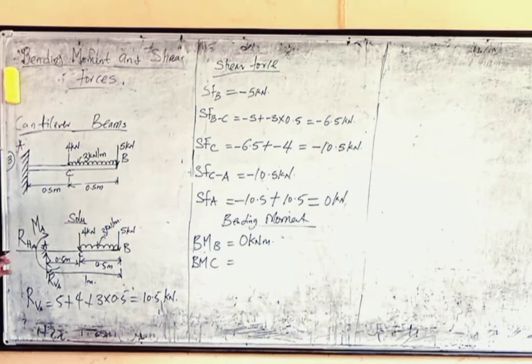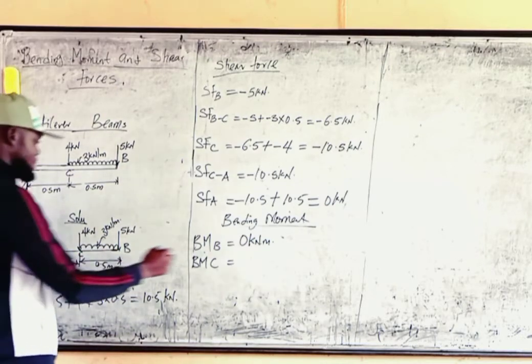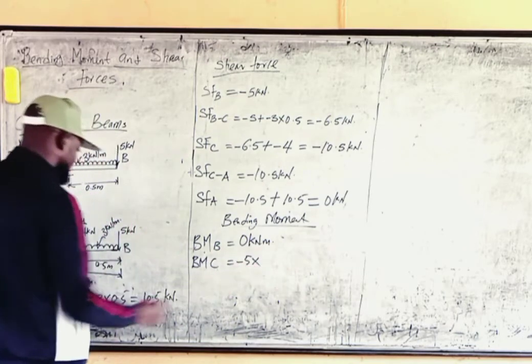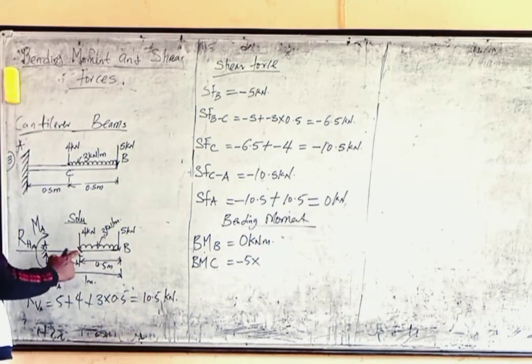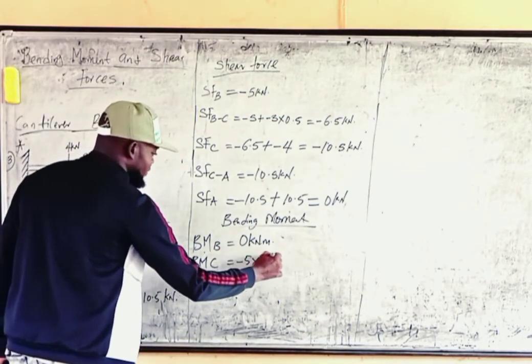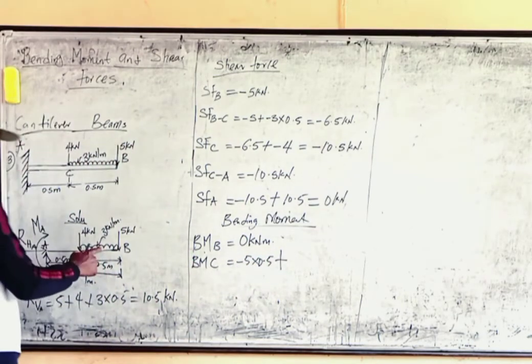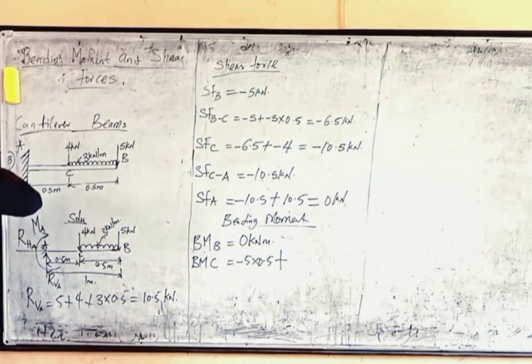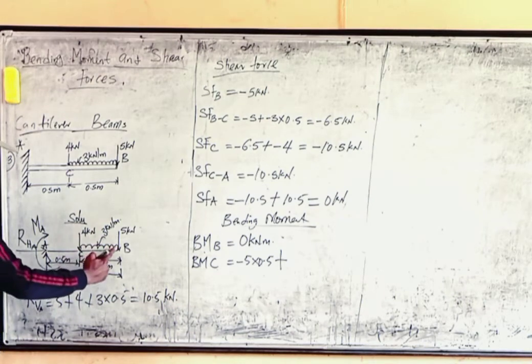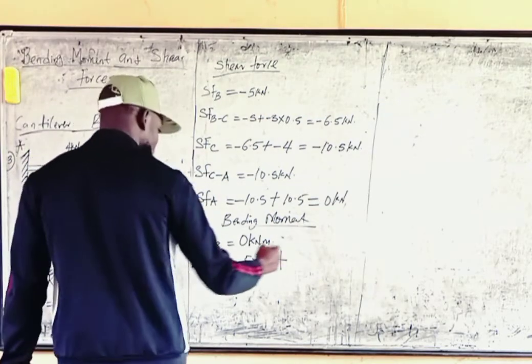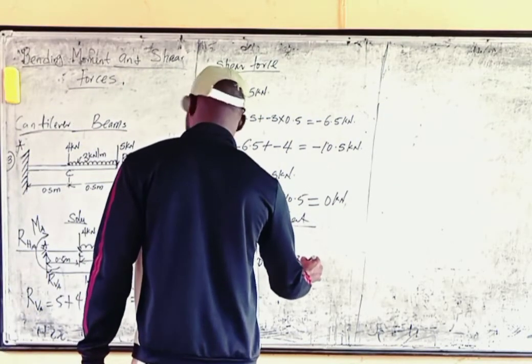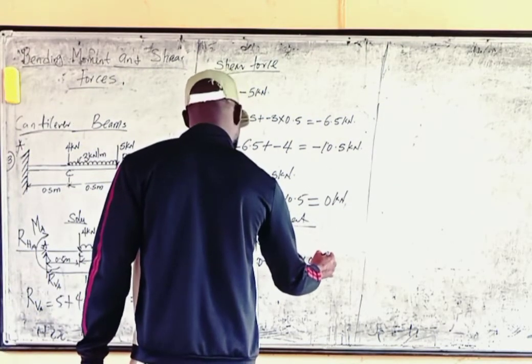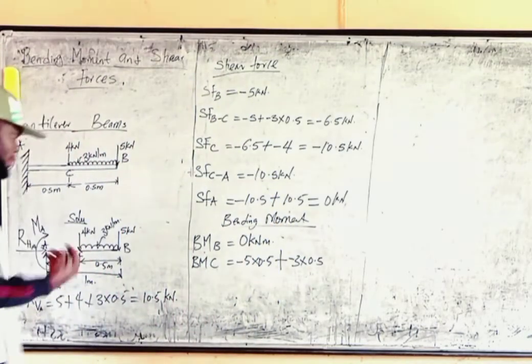So this is going to give us this times the distance between B and C. That is minus 5 times... what is going to do this and this? That is 0.5, plus the moment coming from this uniformly distributed load. We can convert it to force. To convert it to force, we multiply this load by the distance, 0.5.